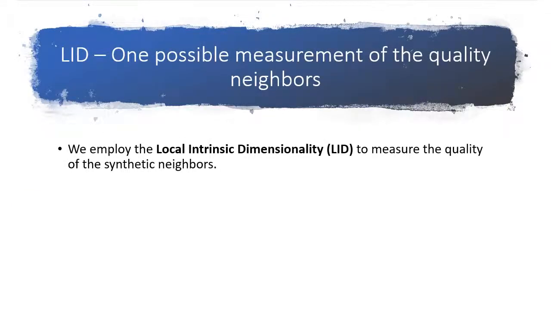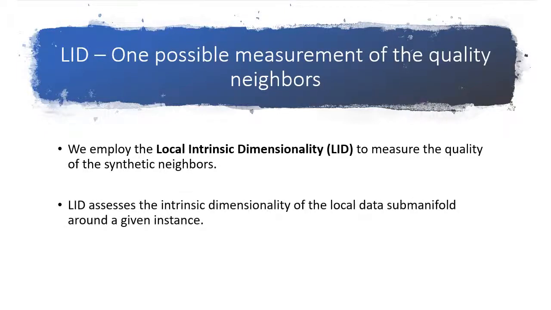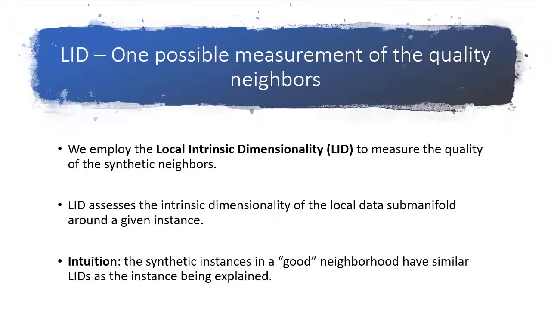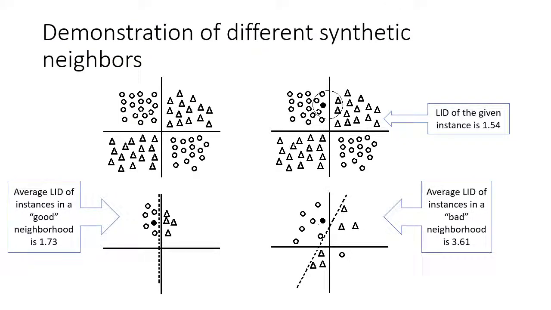We employ the local intrinsic dimensionality, LID, to measure the quality of the synthetic labels. LID assesses the intrinsic dimensionality of a local data submanifold around a given instance. The intuition is that the synthetic instances in a good neighborhood should have similar LIDs as the instance being explained. For example, in the previous dataset, the LID of the given instance is 1.54. The average LID of the instances in the good neighborhood is 1.73, and the average LID in the bad neighborhood is 3.61.